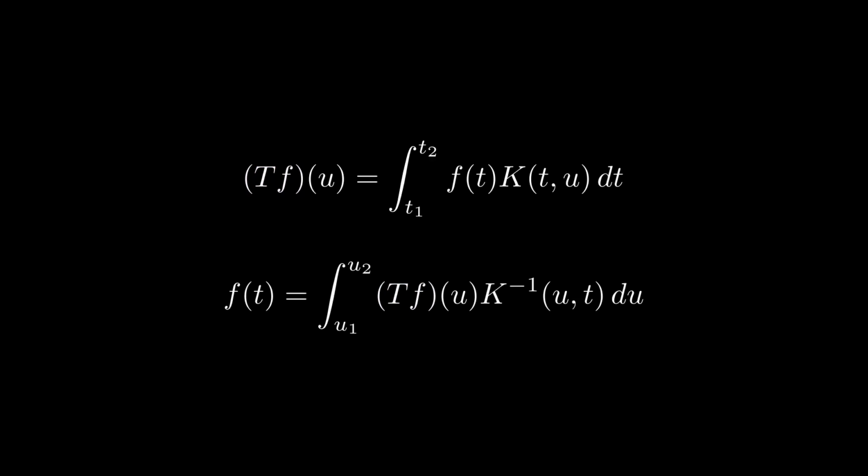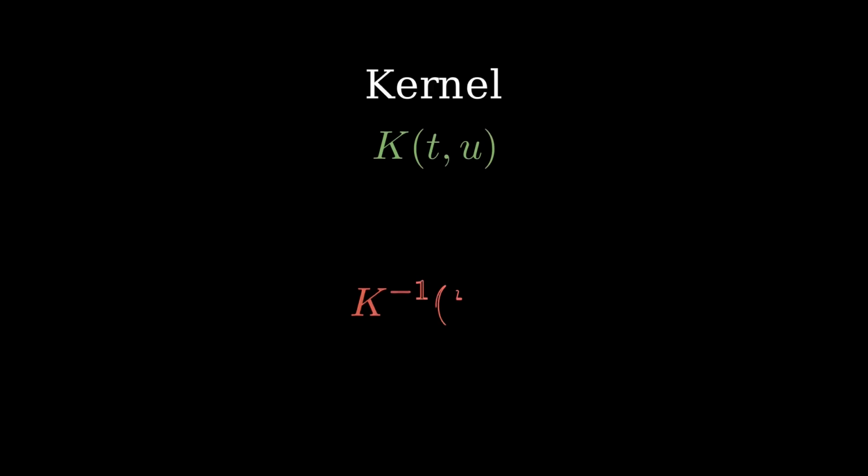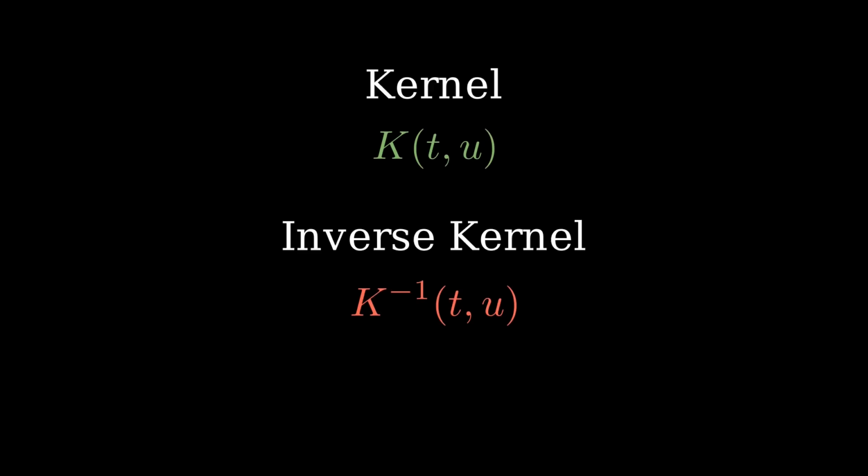An integral transform is a specific type of mathematical operator. There are a lot of useful transforms, each specified by the choice of the function k with two variables, known as the kernel. Some have an associated inverse kernel, which would give us the inverse transform.